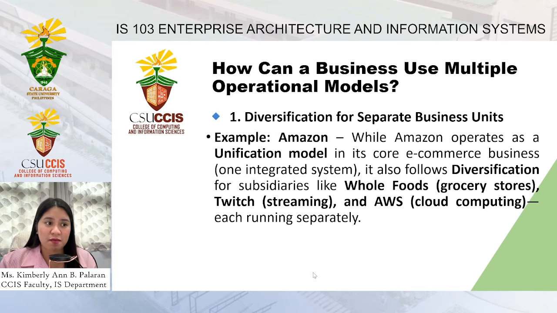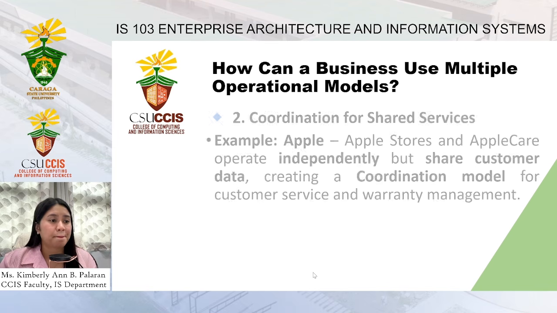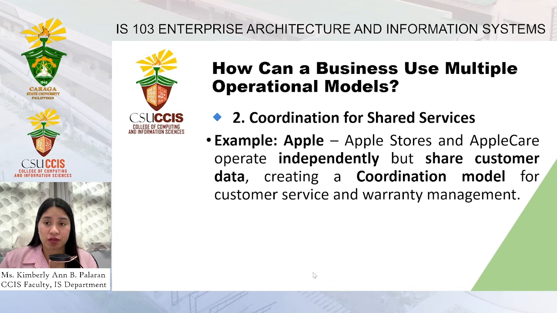So therefore, even if Amazon is a unification model as a whole, inside there is still diversification. So watch out for what the highlight of the situation is, to identify what is correct, or which operational model they apply. Another example, for coordination for shared services, Apple stores and Apple Care operate independently but share customer data, creating a coordination model for customer service and warranty management.